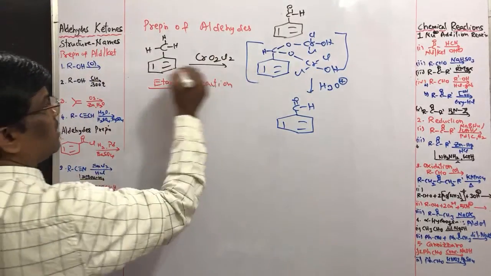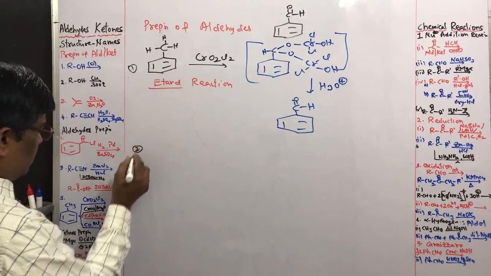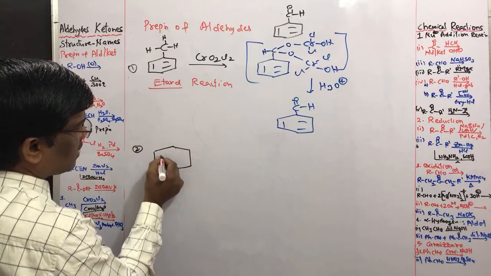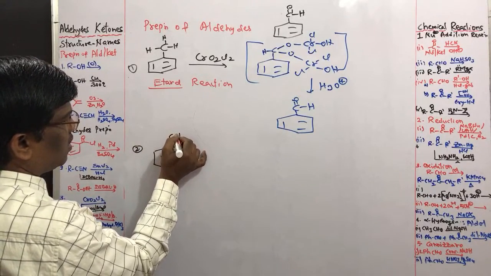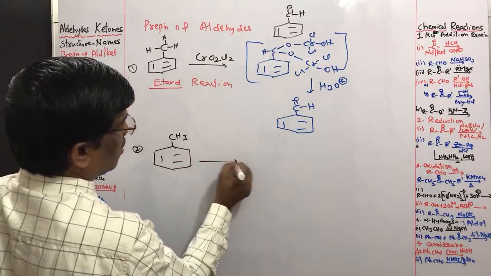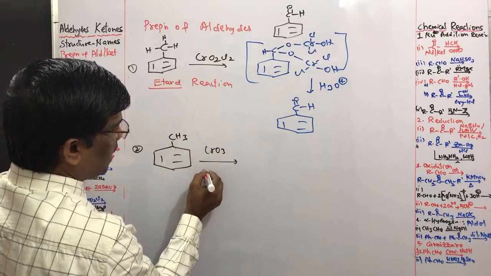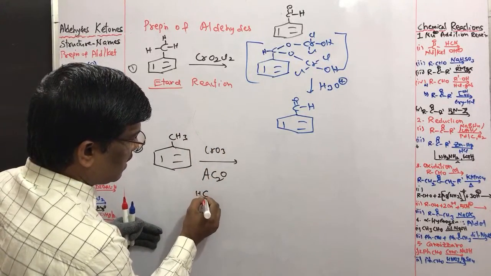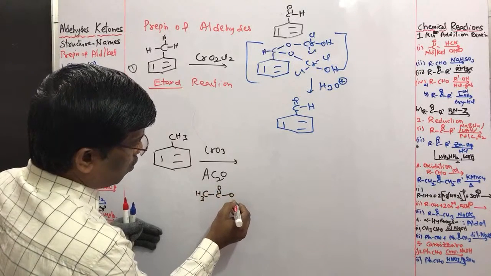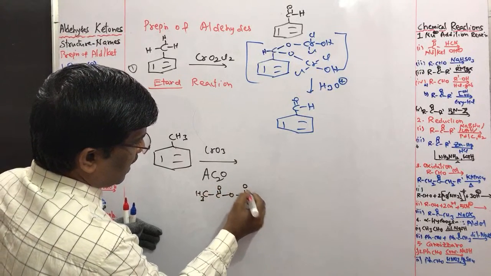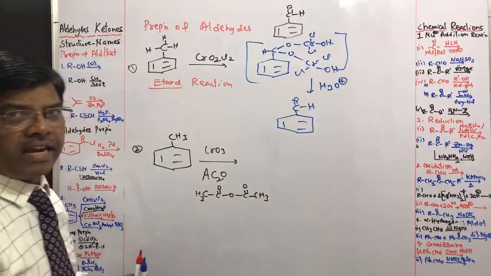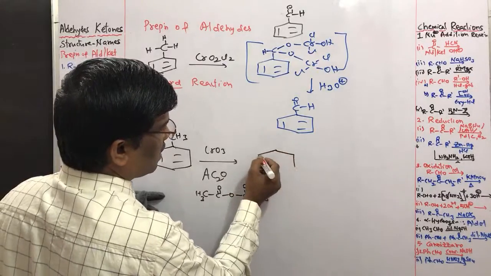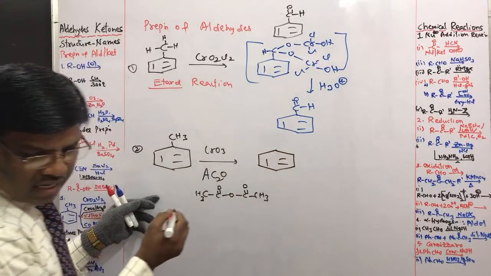Anyhow, this is one method, and the second method is oxidation using chromium trioxide and acetic anhydride. Toluene, chromium trioxide in presence of acetic anhydride. What is acetic anhydride? (CH3CO)2O, I can write like this also. So acetic anhydride in presence of chromium trioxide is going to oxidize toluene to benzaldehyde.